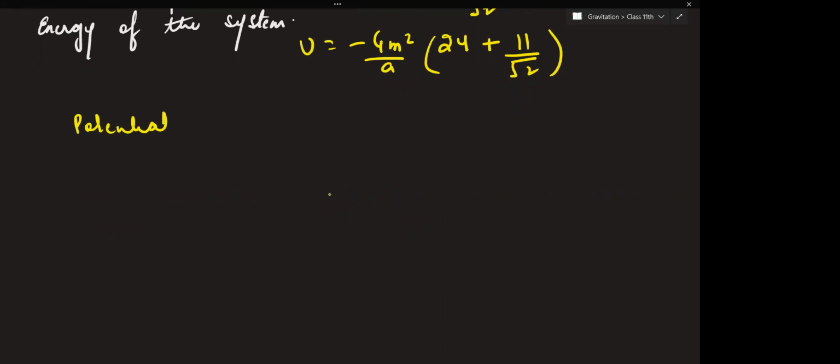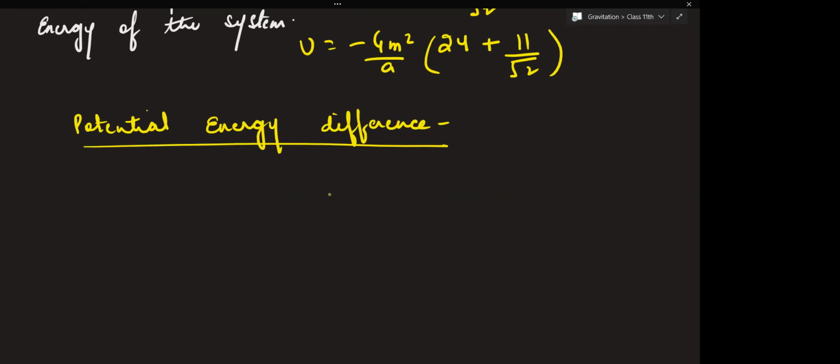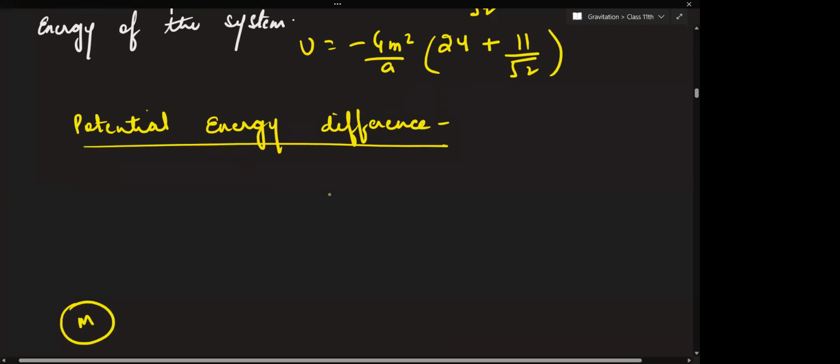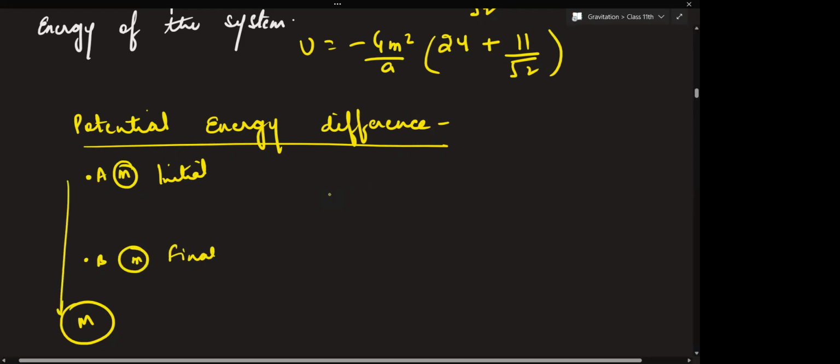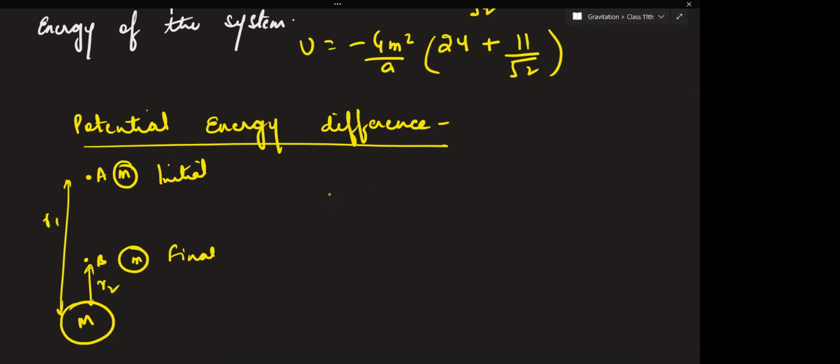Potential energy difference, gravitational potential energy difference. It means here is your Earth. This is some point A where your body M is there. This is the initial point. Here you have some point B, which is the final point. This separation from A is R1, and this separation from B is R2.